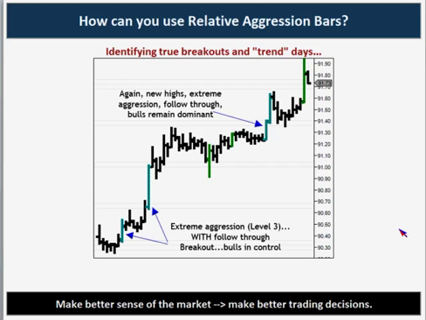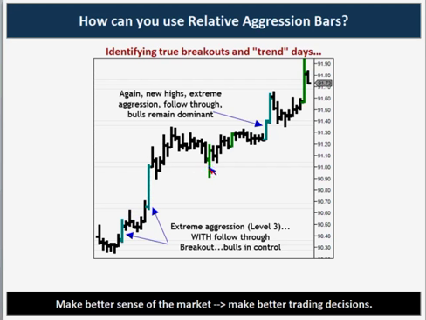We have other tools, but just focusing on these relative aggression bars, when you have a new high or a new low, for example, in this case, a new high made with these level 3 bars, this happens to be in crude oil, and then there's follow-through, the low holds, there's follow-through, that's a pretty good sign that this extreme buying is attracting more buying, that bulls are very much in control. Here's another one.